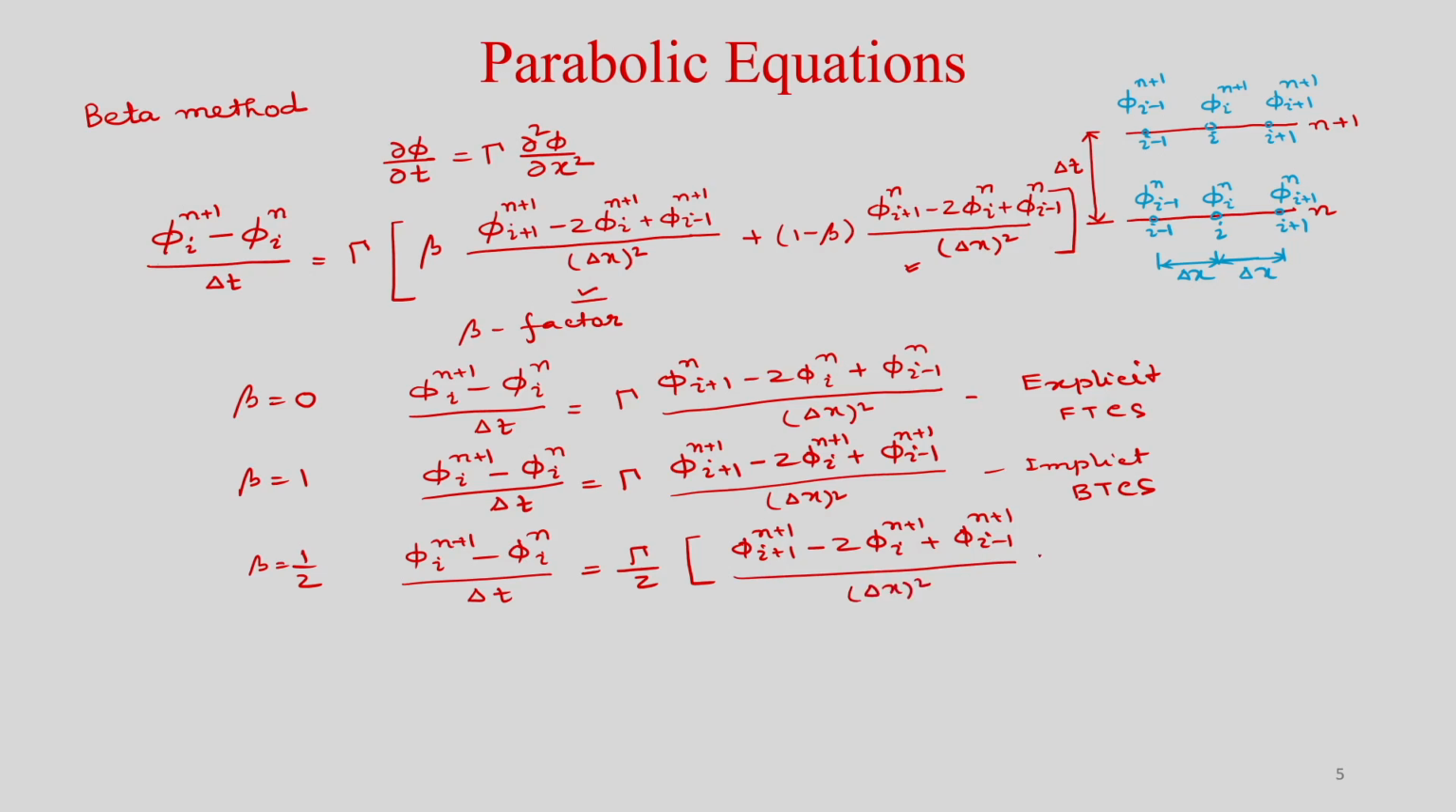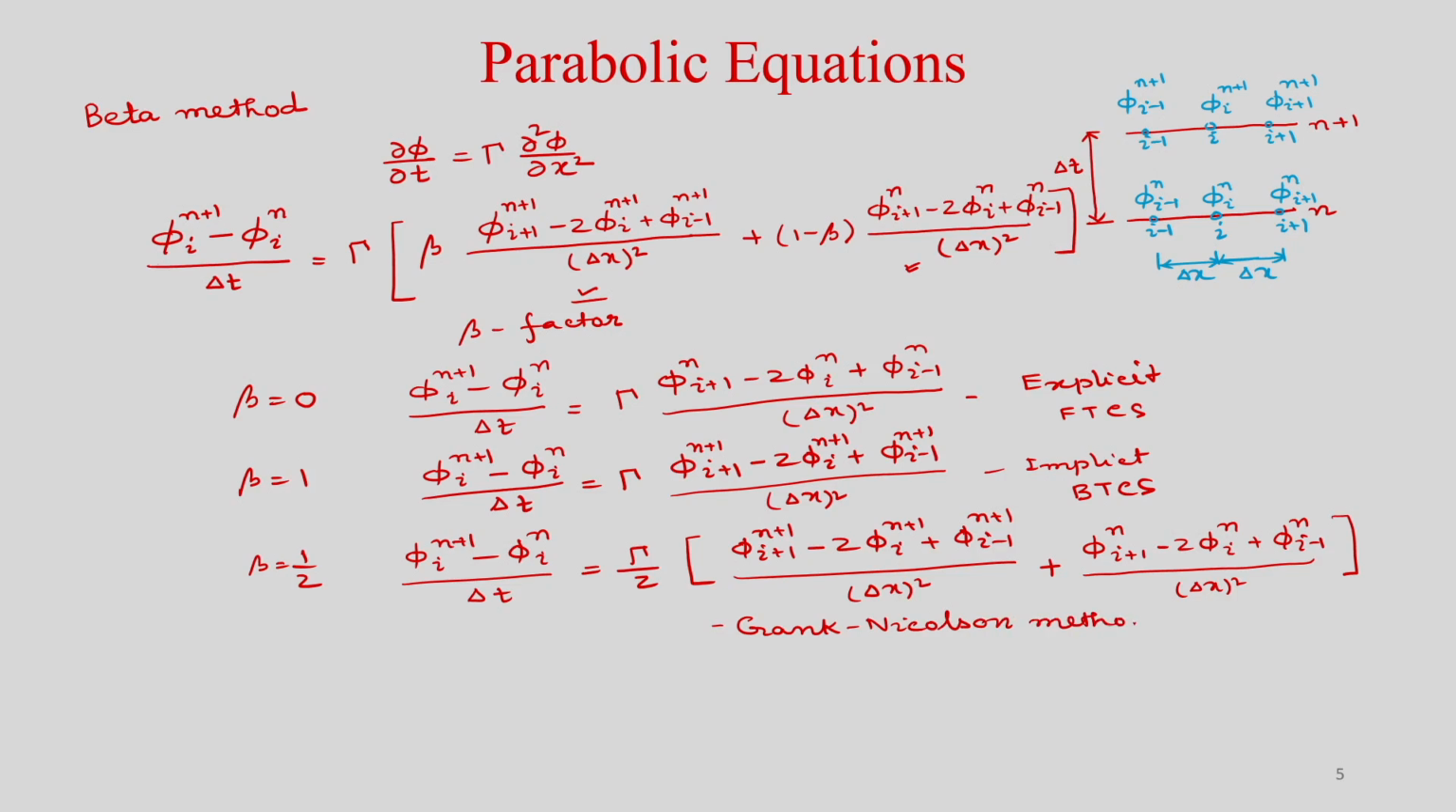Now the second term you will get, 1 minus beta, that is half, we have taken outside this bracket. So, phi I plus 1 n minus 2 phi I n plus phi I minus 1 n divided by delta x square. So, you know that it is the Crank-Nicolson method.